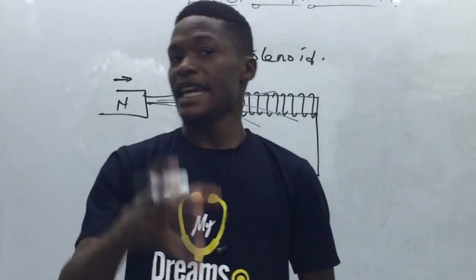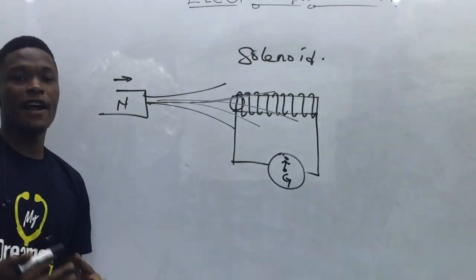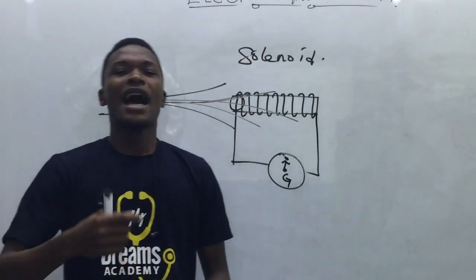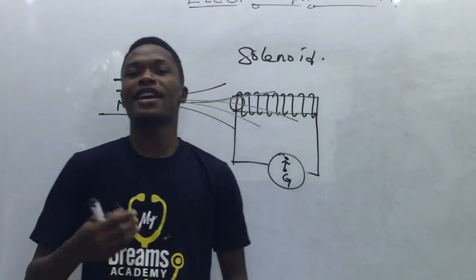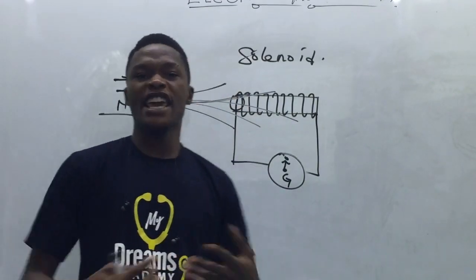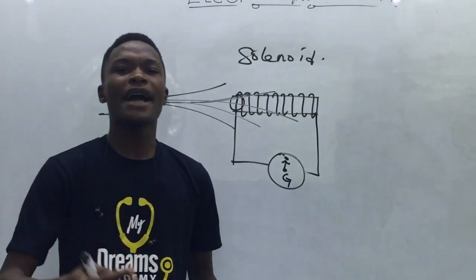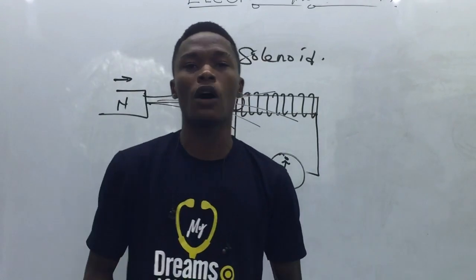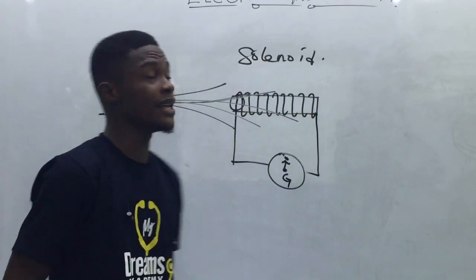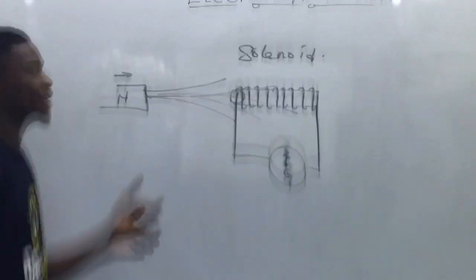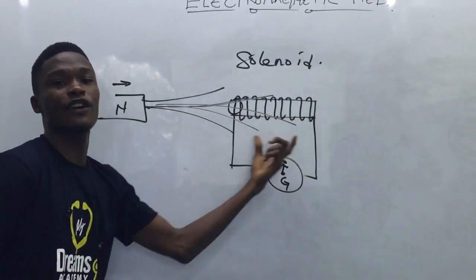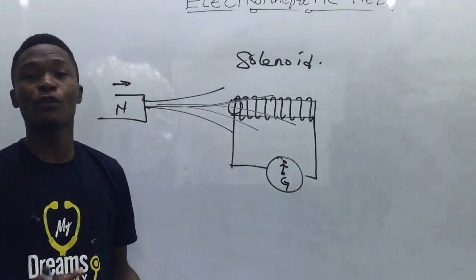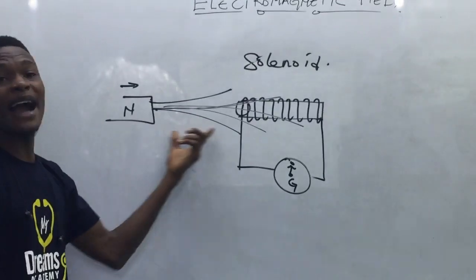In order to understand it in detail, we're going to talk about Faraday's law of electromagnetic induction. According to that law, an EMF is always induced whenever there is a change in the magnetic flux of a magnetic field. And the magnitude of that induced EMF is directly proportional to the rate of change of the magnetic flux. Now, what does that mean? According to Faraday's law, for an EMF to be induced, that means if we are supposed to have a deflection in the galvanometer, what must happen? There must be a change in the magnetic flux.